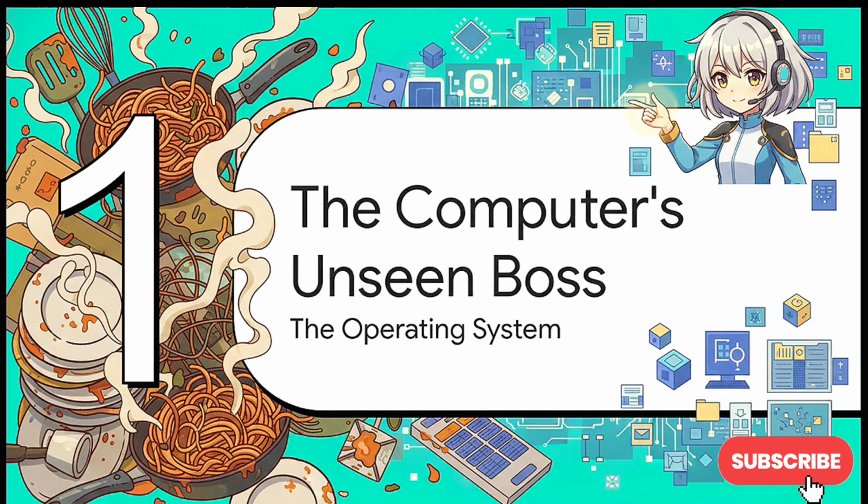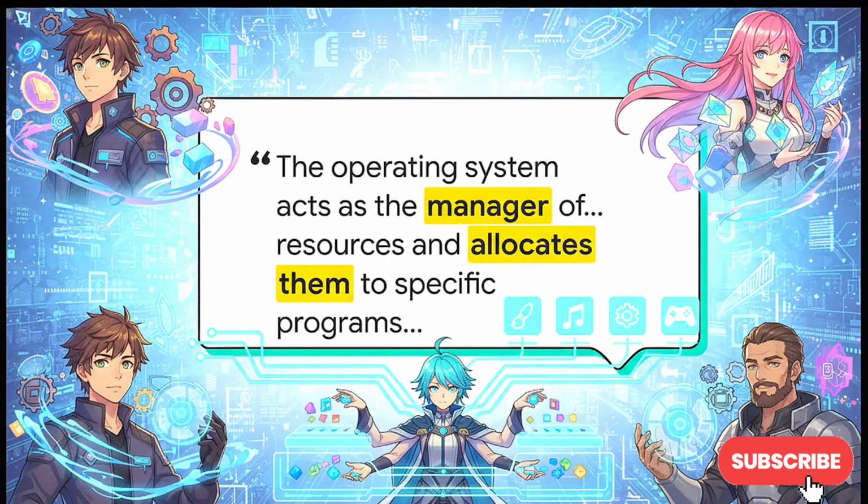And that manager, that unseen boss, has a name, the operating system, or as you and I usually call it, the OS. Now, what's really key here is how our source material puts it. The OS is, at its heart, a resource manager. Its whole job is to take all the computer's parts, its processing power, its memory, its storage, and hand them out in a smart, orderly way. So let's take a look at the manager's playbook and see how it brings order to all that chaos.